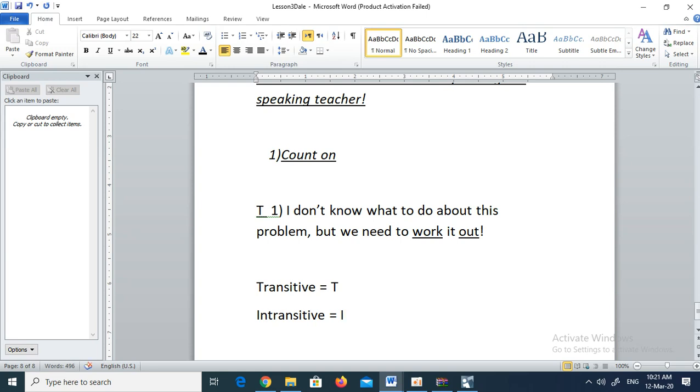Alright, if any of you have any problems with the homework, you must take it up with your speaking teacher, who will be able to explain it to you. What I want you to do when you've done the homework is to take a photo with your smartphones and send it to your regular speaking teacher.